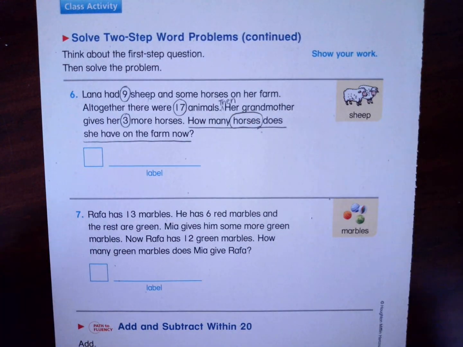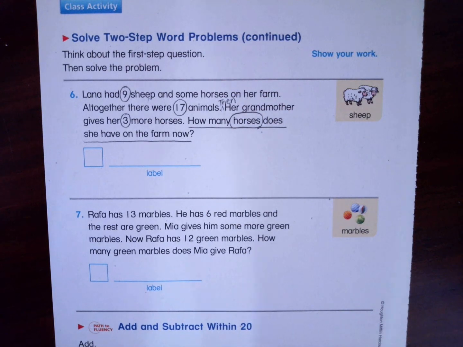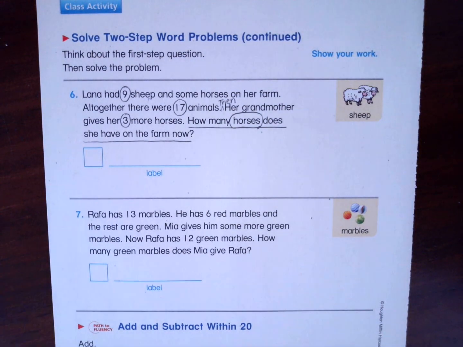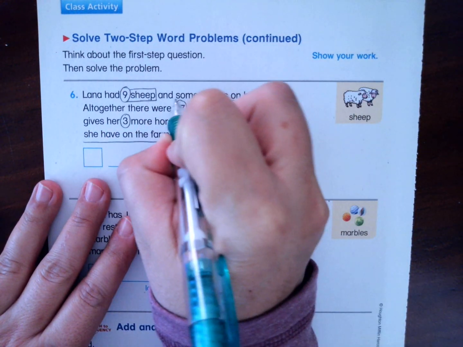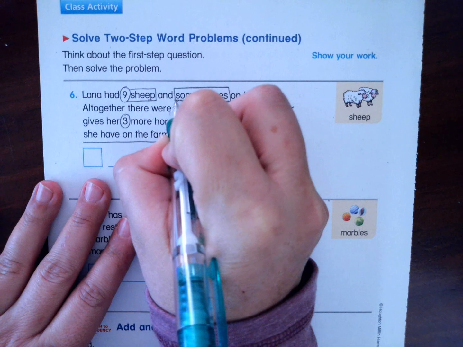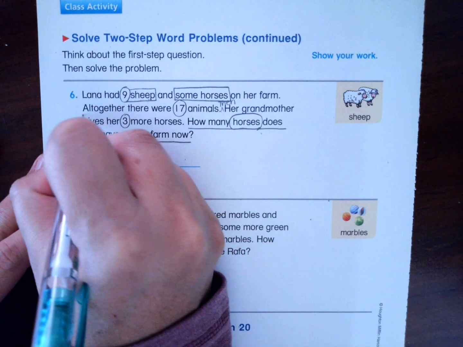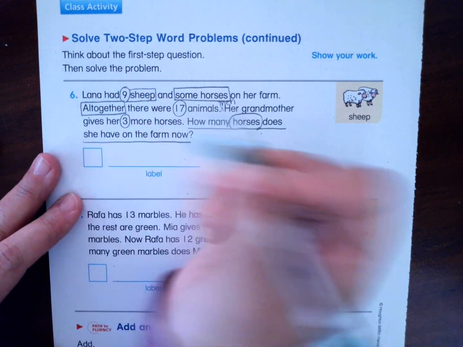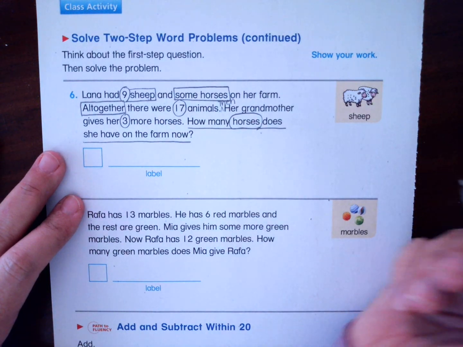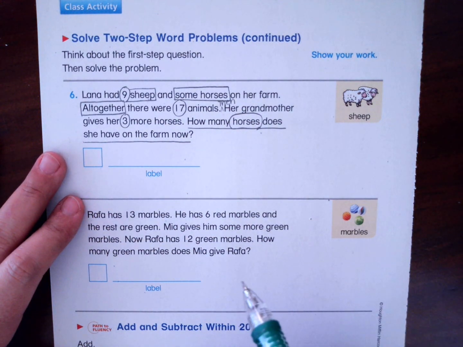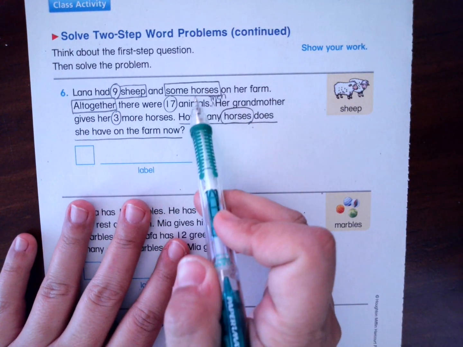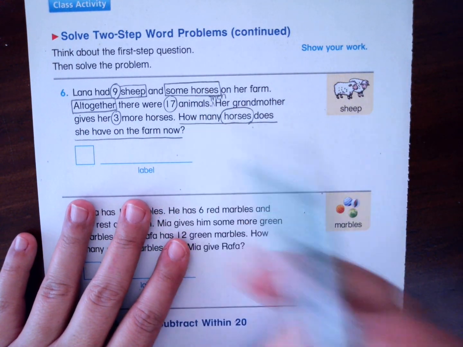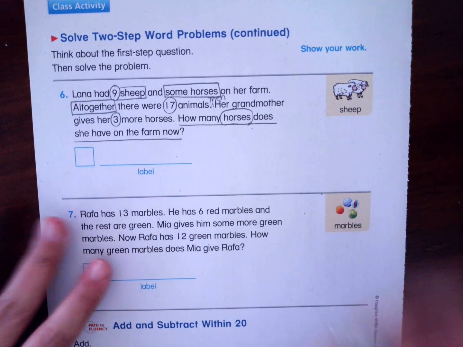All right, so we're trying to figure out how many horses. I'm going to go back and circle my clue words. So I know that there's 9 sheep, some horses, all together 17. And let's just stop right there. That is a problem in itself. 9 sheep, some horses, 17 animals. Can I solve for that?